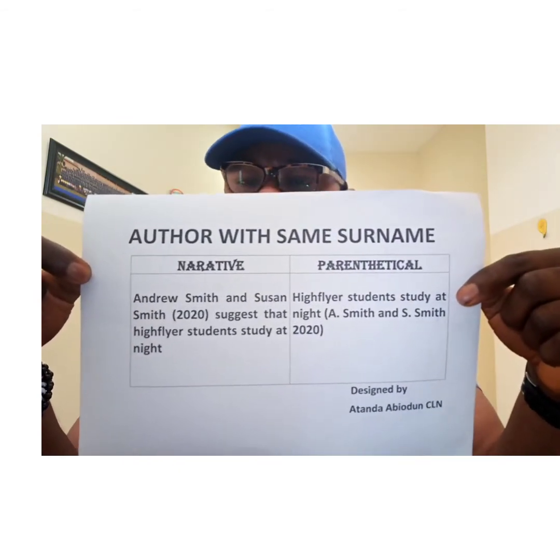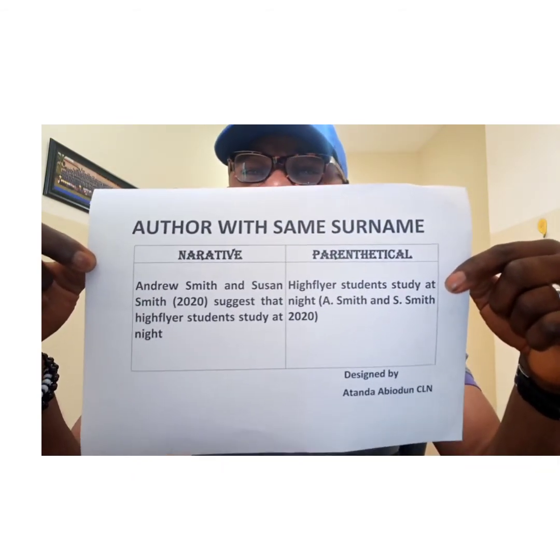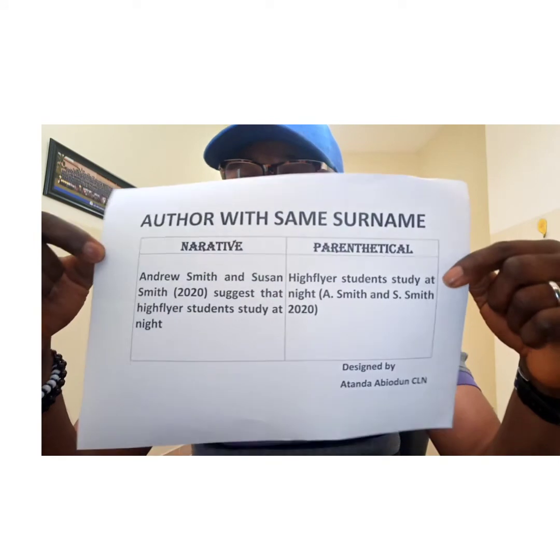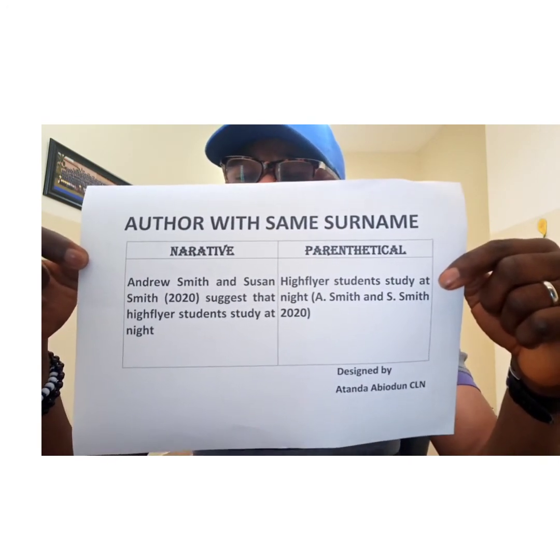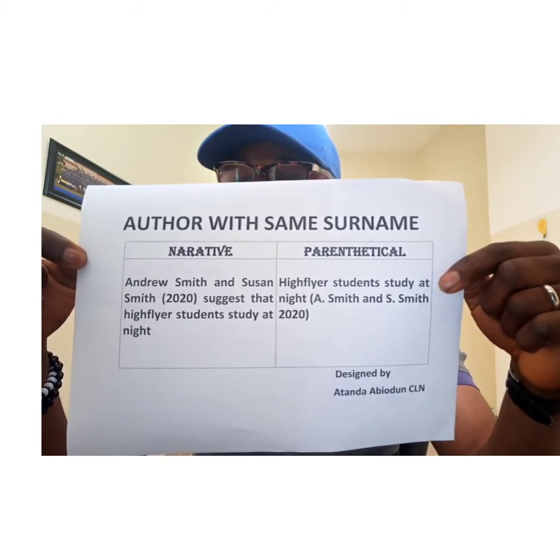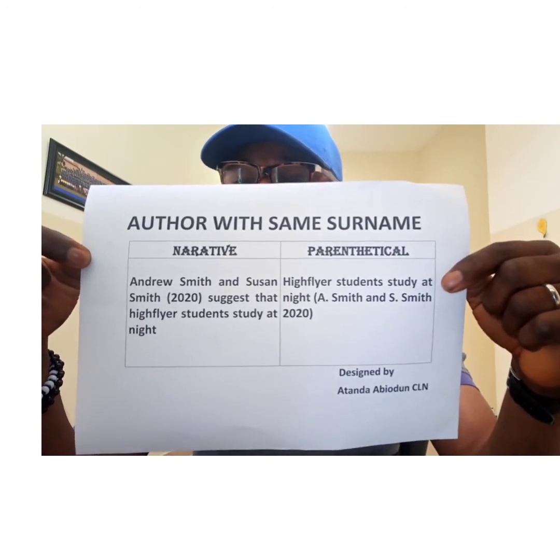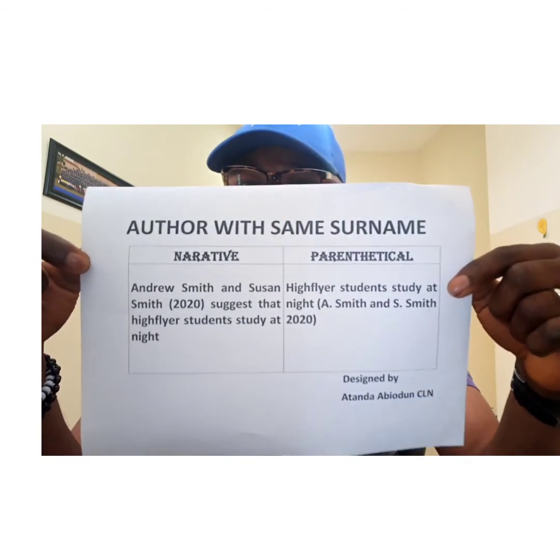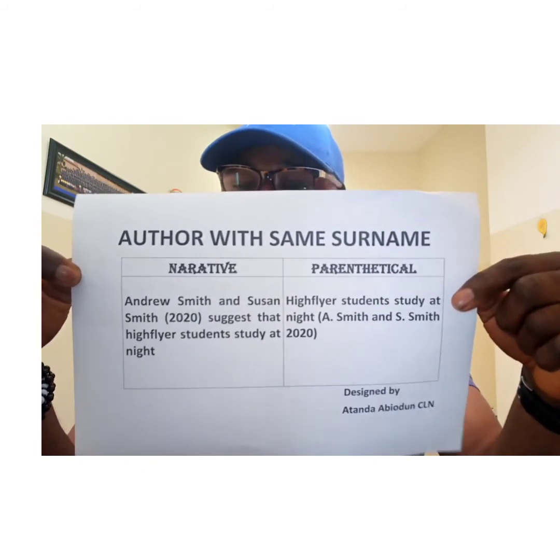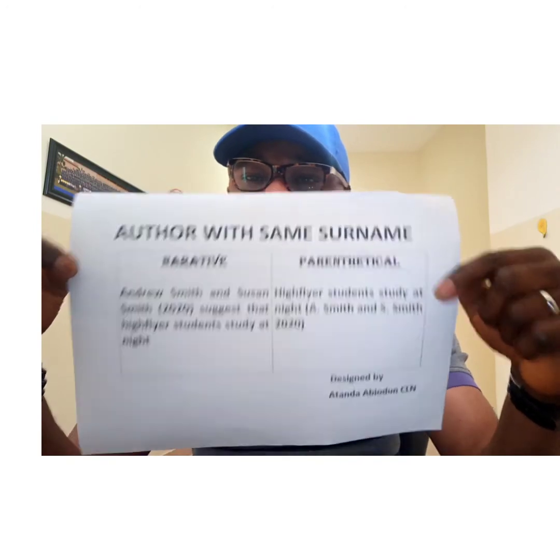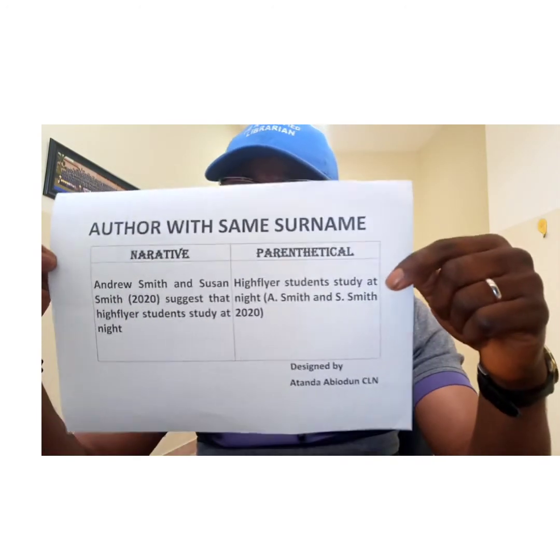You write all the names in full. Now considering the parenthetical. In parenthetical, the rule says you abbreviate the first name of the two authors. Now, for instance, high-flyer students study at night, bracket open, A. for Andrew Smith, and S. for Susan Smith, 2020. The rule says, in parenthetical, you abbreviate the first name, and the surname or the last name of the author is written in full. This occurs when you have a husband and a wife that have written a particular book, or cousins that have written the book you are citing.